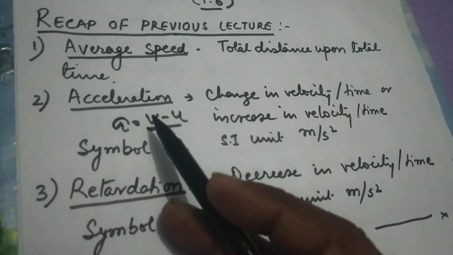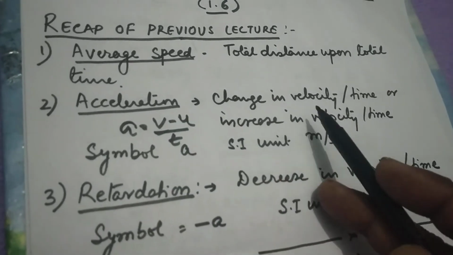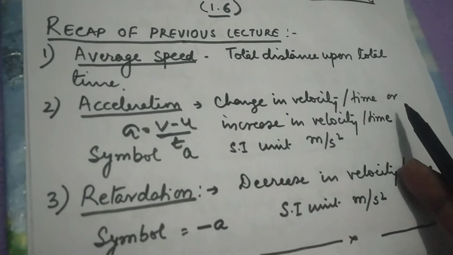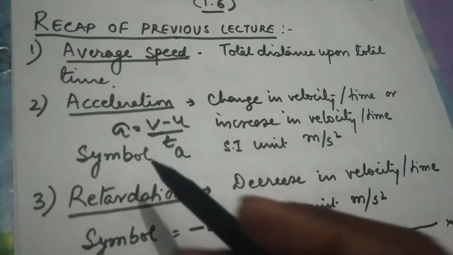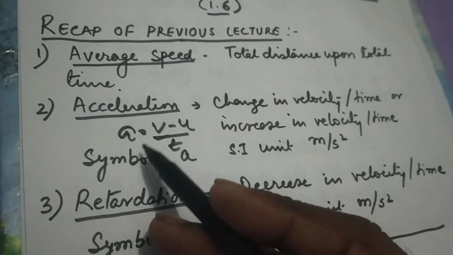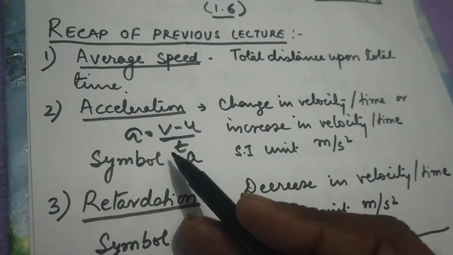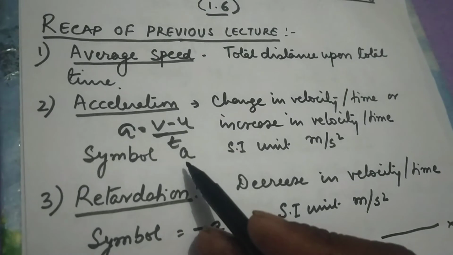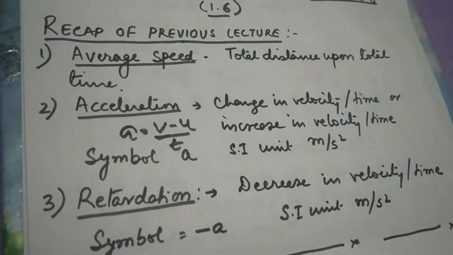Second, acceleration is defined as the rate of change of velocity, which can be written as change in velocity upon time, or we can rather use increase in the velocity upon time, because normally acceleration is used for the positive term. So a is equal to v minus u upon t. The symbol used here is a, and the SI unit is meter per second square.